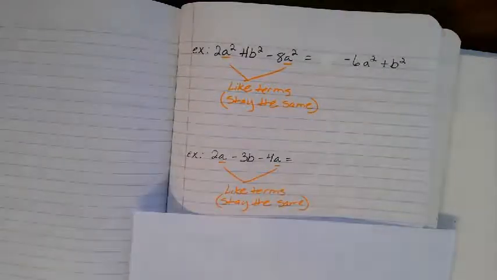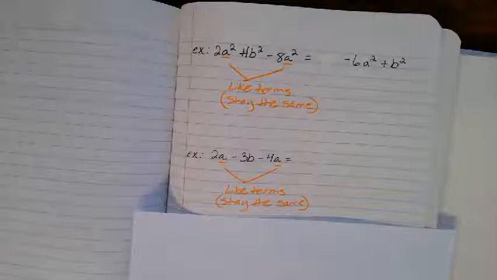Okay. Sorry, terms. So you can underline them if you'd like. Make that a little more noticeable so you don't forget about them. So 2a minus 3b minus 4a. And if you want to pop it in the chat, if you think you have the answer on that one, go ahead. Otherwise, we will still work it out together.